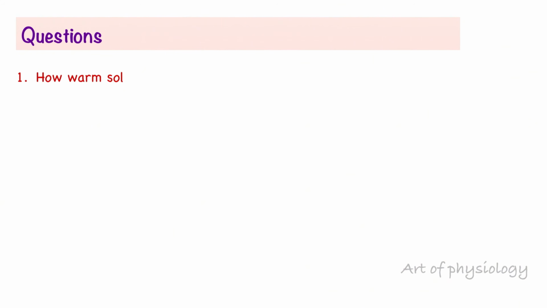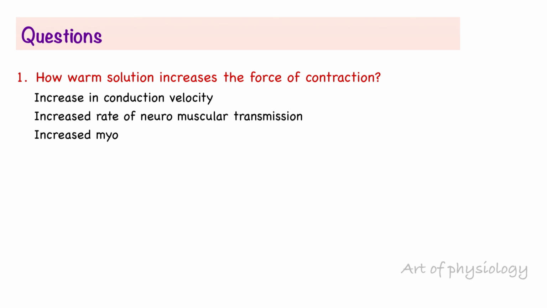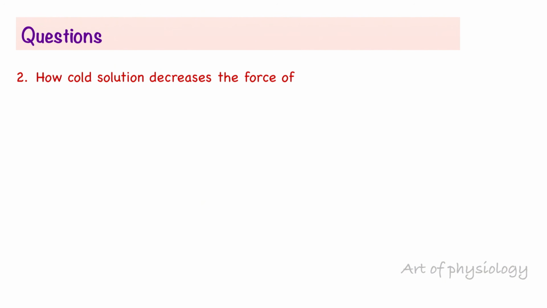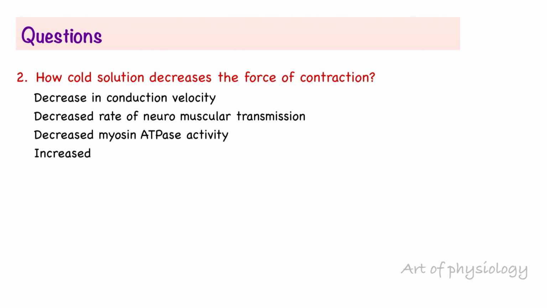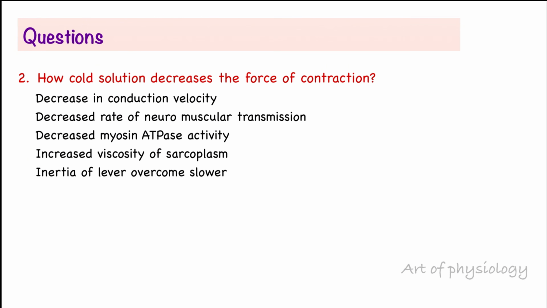Coming to the important questions, how does warm solution increase the force of contraction? It increases the force of contraction by increasing the conduction velocity, increasing the rate of neuromuscular transmission, increasing myosin ATPase activity, decreasing the viscosity of the sarcoplasm and decreasing the inertia of the lever. How does cold solution decrease the force of contraction? It is by decreasing the conduction velocity, decreasing the rate of neuromuscular transmission, decreasing myosin ATPase activity, increasing the viscosity of the sarcoplasm, and overcoming the inertia becomes slower in the cold solution.